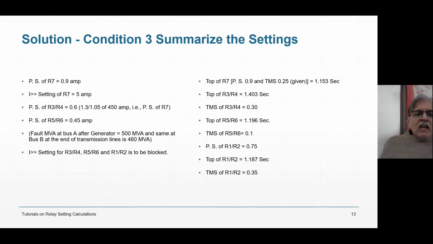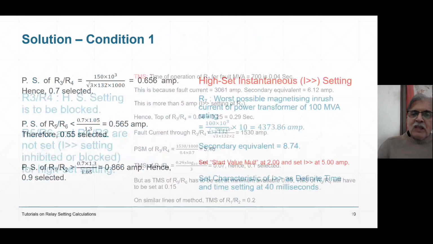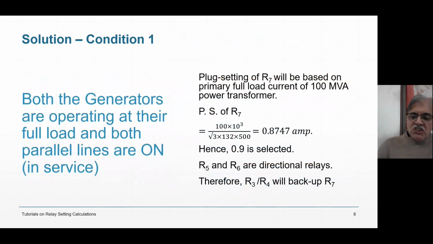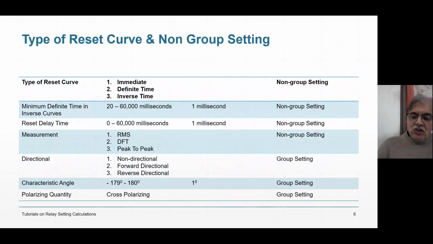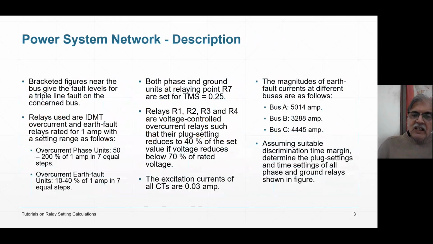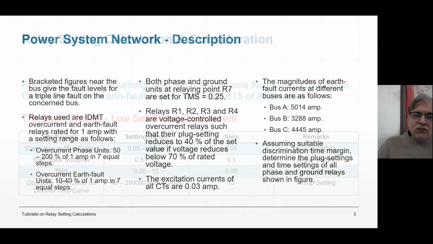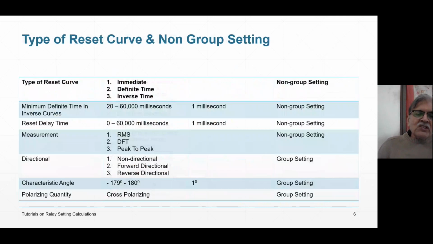Fault MVA at bus A after generator is 500 MVA because now you see fault MVA will change. Fault MVA which I have given here, they will not remain same. Fault MVA will change. Try to understand. Because fault MVA that I have considered for three-phase fault is 700 MVA at bus B and 1000 MVA at bus A when both the generators are on. But now one generator is off, therefore fault MVA itself is changing.